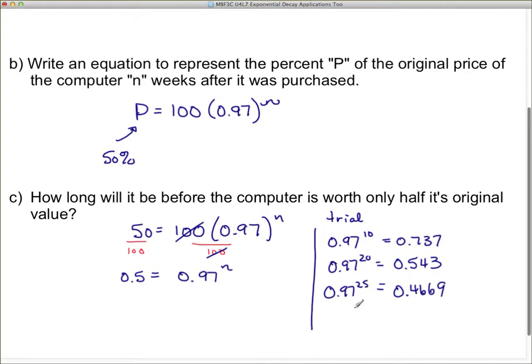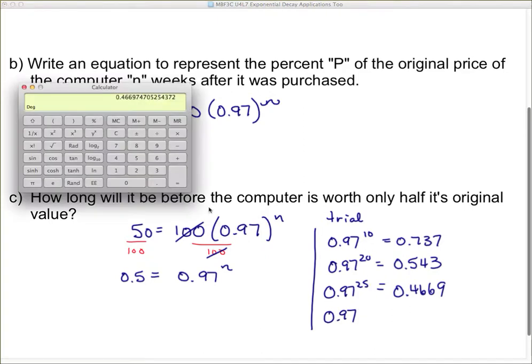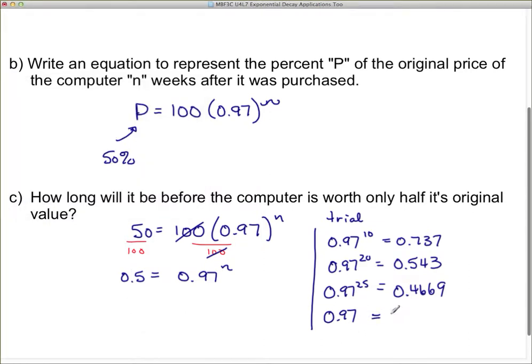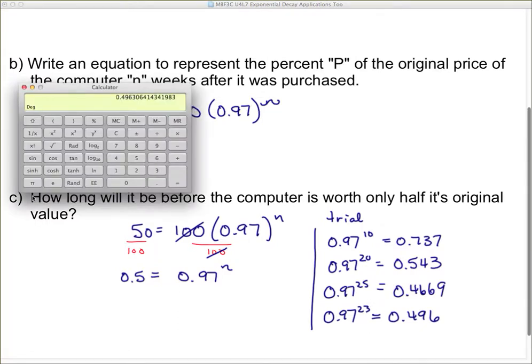So it's got to be somewhere between 20 and 25. I'm going to try 23. 0.97 to the exponent 23 is 0.496. Now you can see that that's still a little bit too much. So that was to the 23. So I'm going to try to the 22 and see what that is. So 0.97 to the 22, and that's too much. So 23 it is.